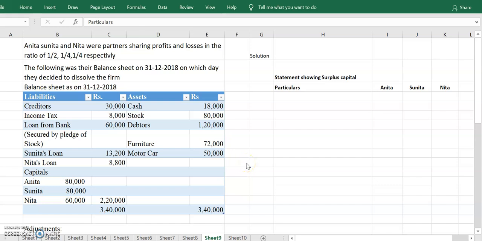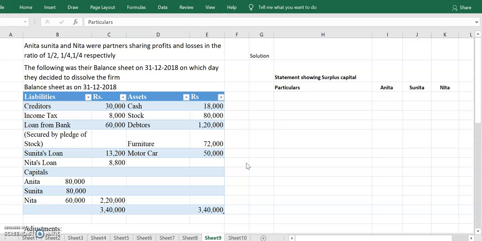Welcome students. Today we are going to discuss one more question from your chapter number 2, piecemeal distribution of cash. There are three partners in this question, Anita, Sunita and Nita, sharing profits and losses in the ratio 1/2, 1/4, 1/4 respectively. The following was their balance sheet as on 31st 12 2018, on which date they decided to dissolve their firm.